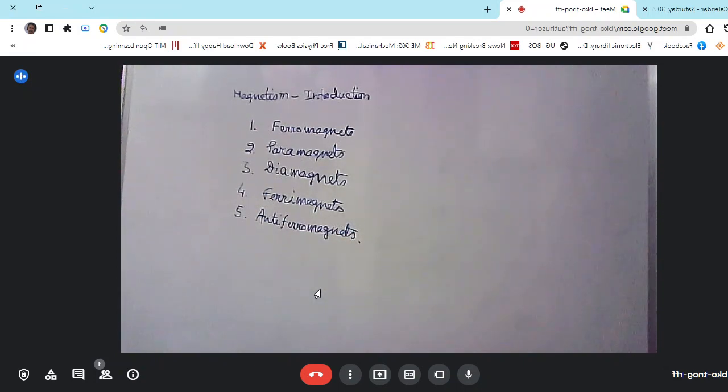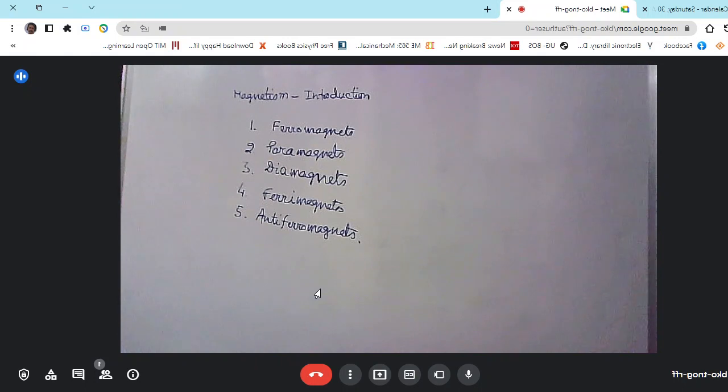Now its structure, this 1, 4 and 5, they have the similar structure, but antiferromagnets do not exhibit any kind of magnetic phenomenon. But its molecular arrangements are such that it resembles a magnet. But if you try to measure its magnetization, then you will see that its magnetization is zero. No magnetic dipole is ever produced by an antiferromagnet.